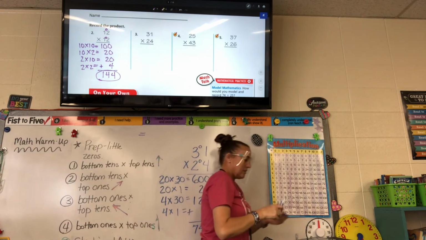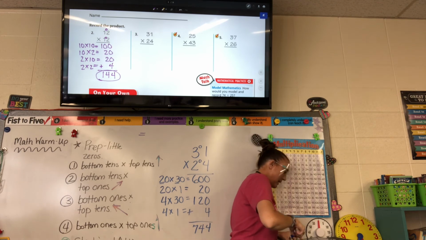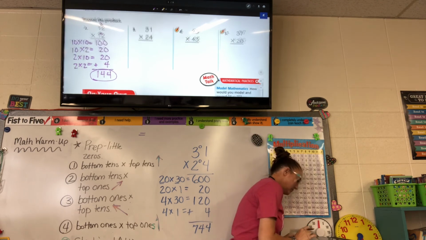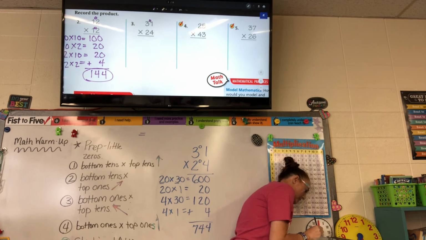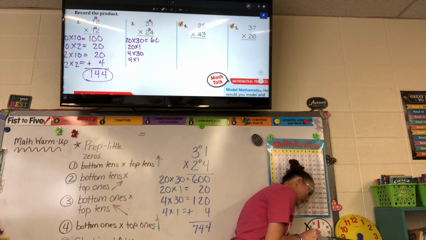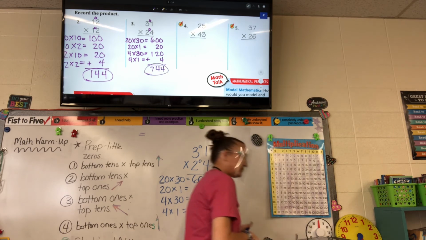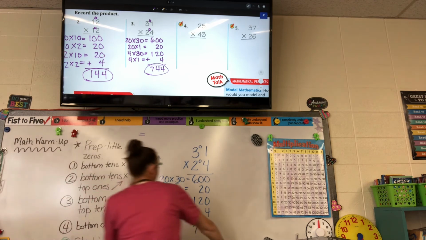Good deal. Okay. Make sure you copy everything I wrote in blue on your paper. I'm going to write it on the CD too. Little tiny 0, little tiny 0. 20 times 30. 20 times 1. 4 times 30. 4 times 1. 600. 20. 120. 4. We add those together, we get 744. Okay. All right, it's on the TV too. I'm going to erase it on the whiteboard.